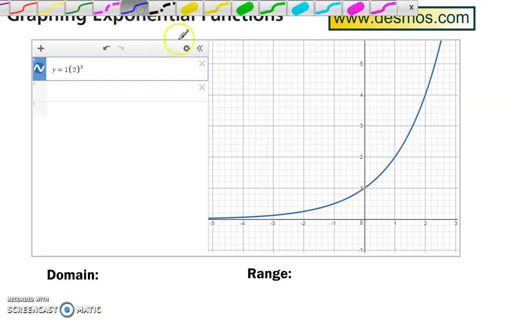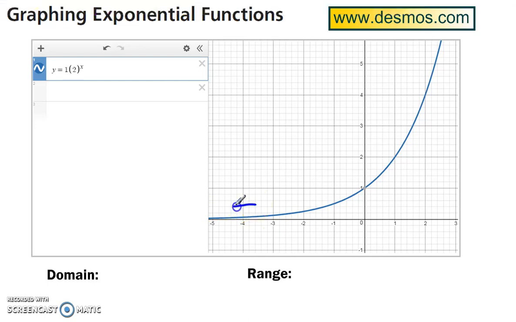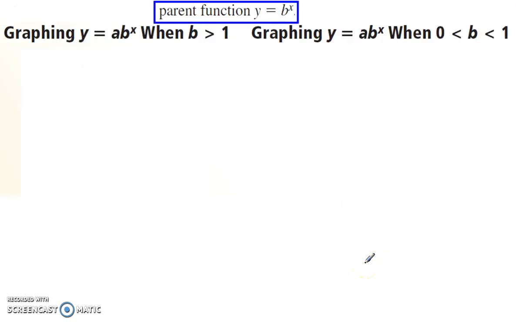So if we look at this parent function here, the domain, the x values, notice it covers all the values going this way, and it'll keep going, even though it goes up steeper, it'll keep going this way. So the domain is all real numbers. The range, the y values, it never touches the 0. It gets closer and closer to the x-axis, but never touches it. So y is greater than 0.